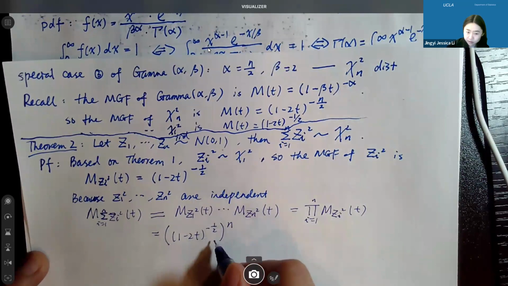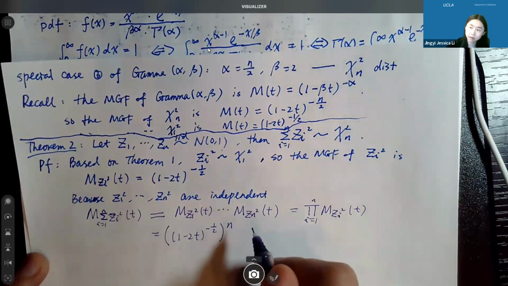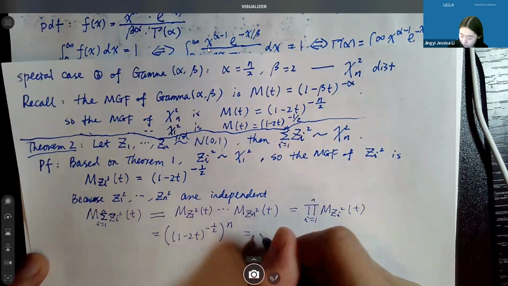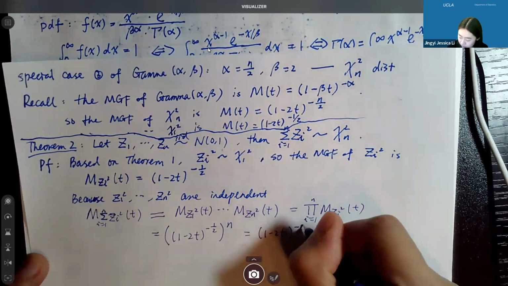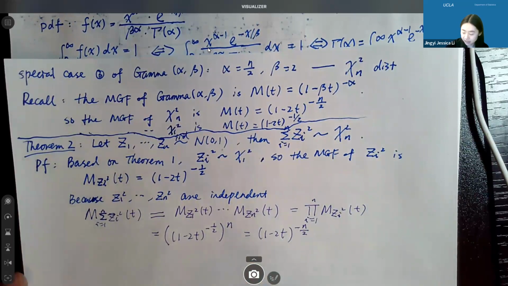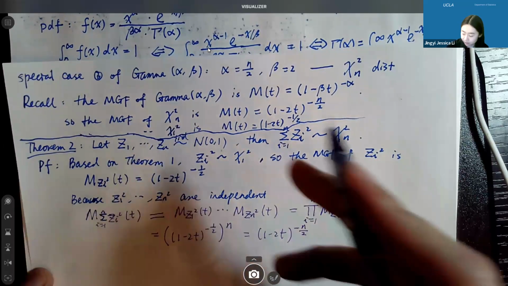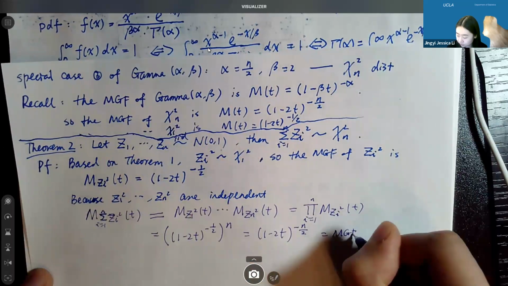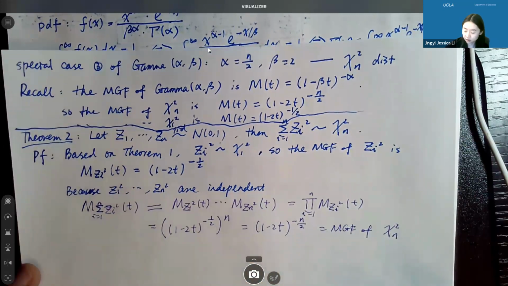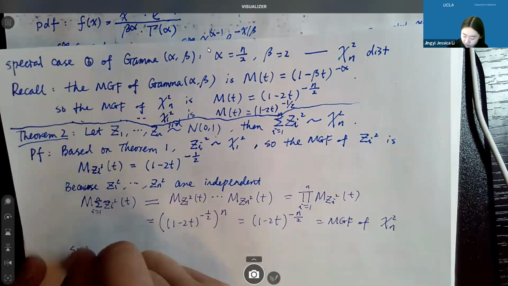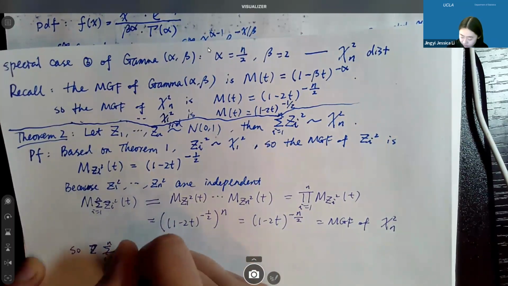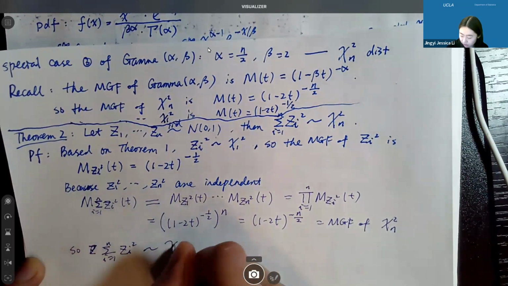Now we know how to simplify this, right? A power raised to another power is equal to the base raised to the product of the two powers. So it's 1 minus 2t to the power negative n over 2. And we recognize this is the Mgf of chi-square n. So then we have the result: summation i from 1 to n of zi square follows chi-square n.